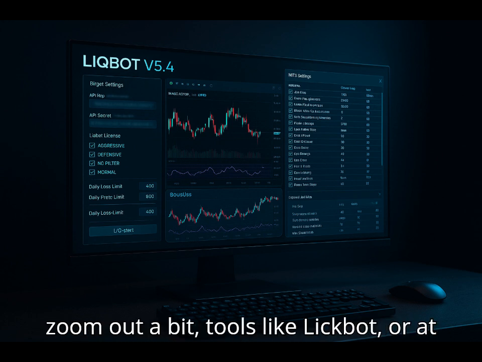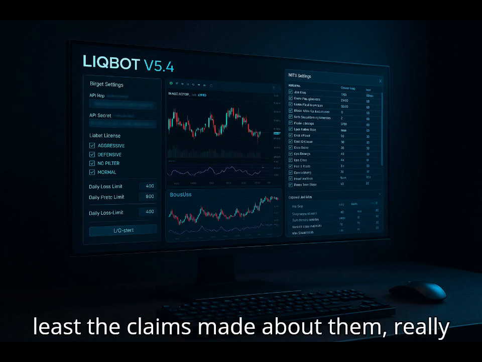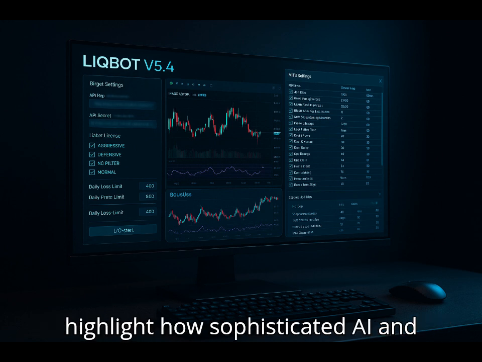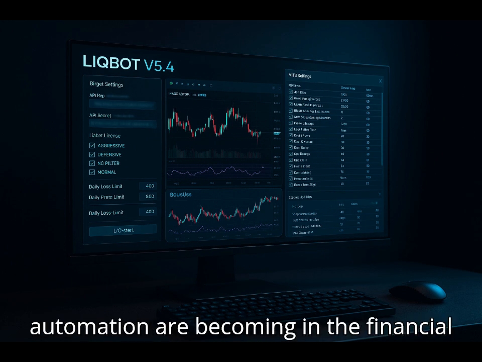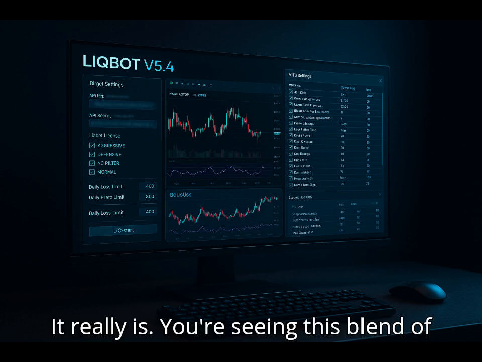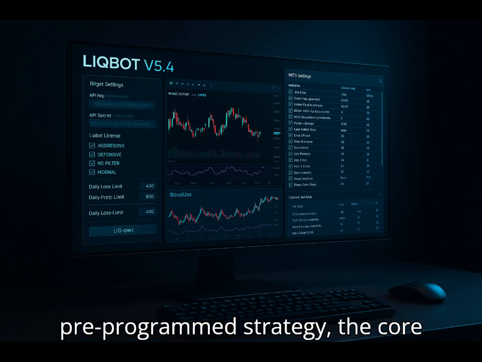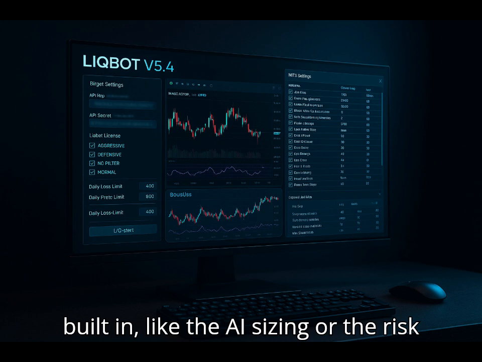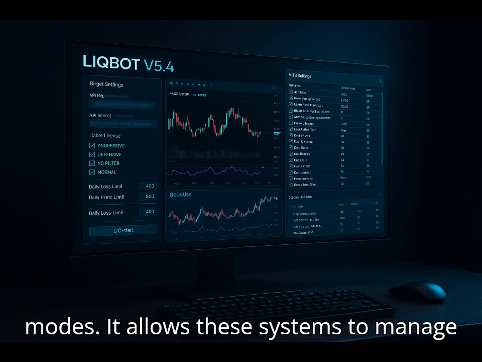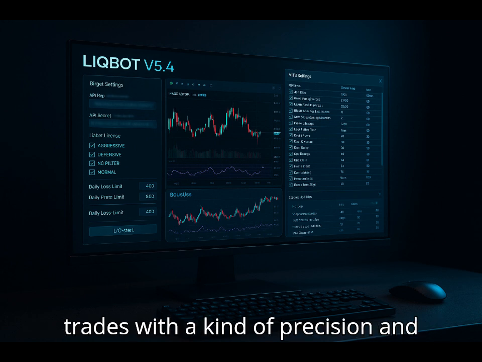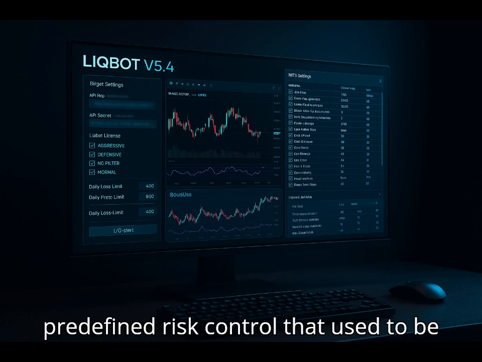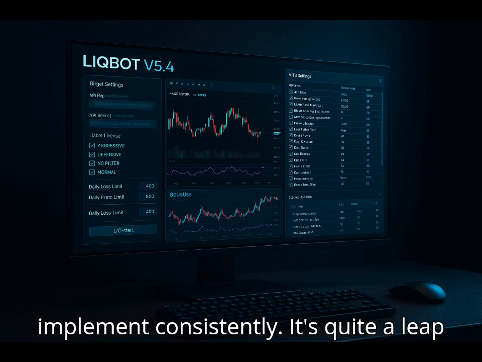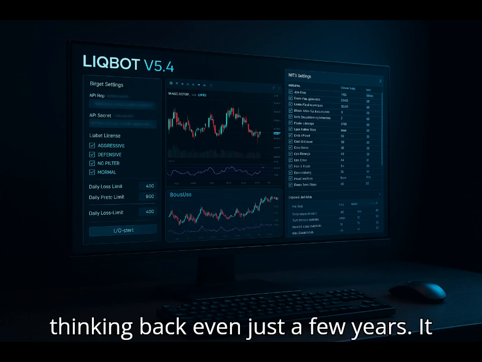And if we zoom out a bit, tools like LiqBot, or at least the claims made about them, really highlight how sophisticated AI and automation are becoming in the financial markets. It's moving fast, isn't it? Yeah. It really is. You're seeing this blend of pre-programmed strategy, the core logic, but with layers of adaptability built in, like the AI sizing or the risk modes. It allows these systems to manage trades with a kind of precision and predefined risk control that used to be much harder for individual traders to implement consistently. It's quite a leap, thinking back even just a few years.